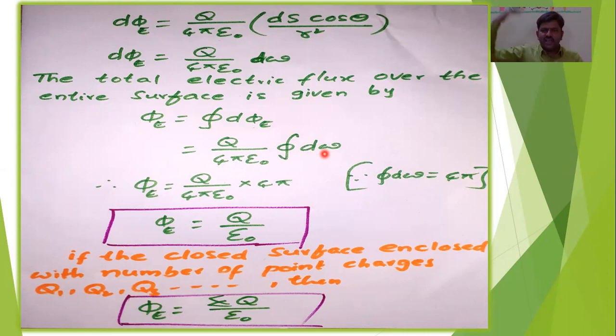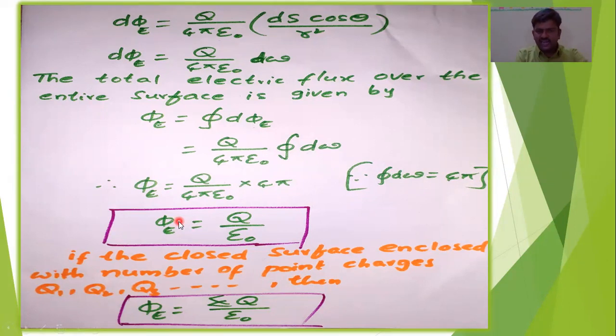The entire closed surface makes an angle of 4 pi at the center. As the total angle in a circle is 2 pi, the total solid angle made by a closed surface in 3D at its center is 4 pi. So after substituting this, we get phi e is equal to q by epsilon naught.